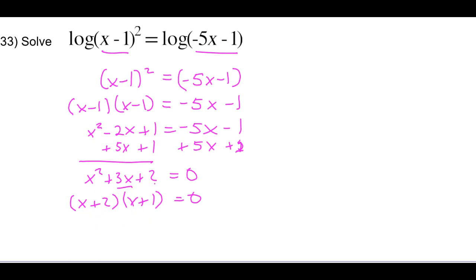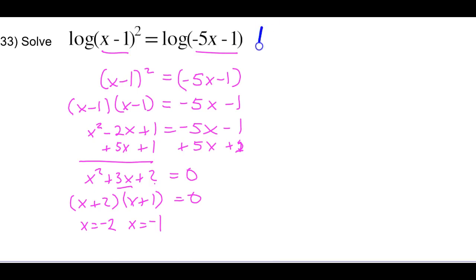So I'm going to set those factors equal to 0, and I get x equals -2 and x equals -1. I do need to check those solutions, and I'm going to begin by putting in -2. When I put -2 into the left side, I'll erase that sloppy writing and make it better. All right, here we go.